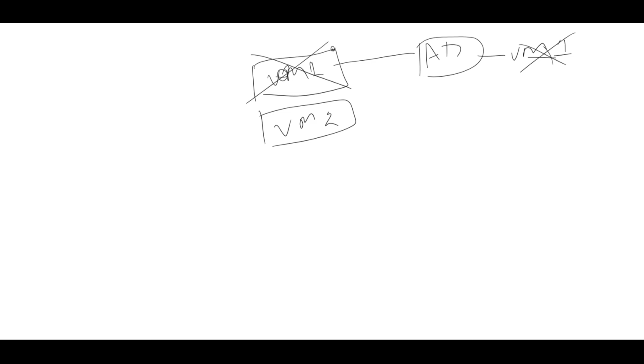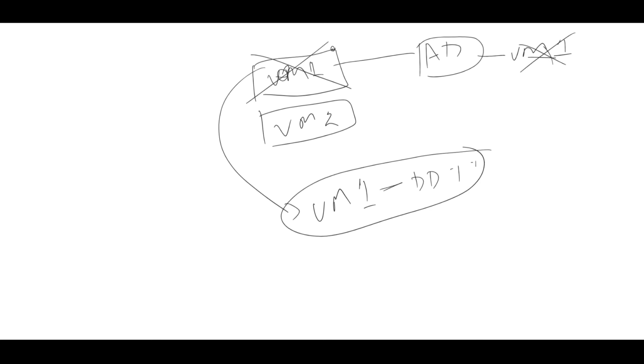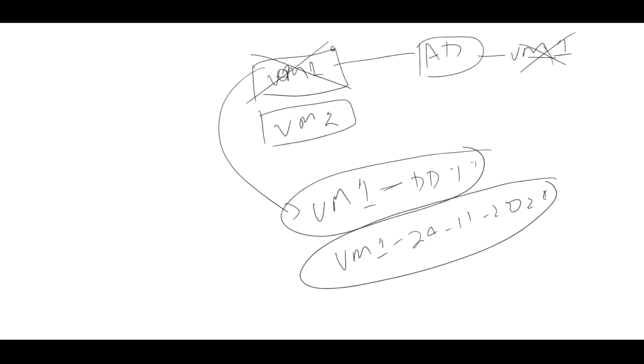When it is creating a new VM from the new image, it will keep the name VM1. On top of it, it will add a date and time format. So for example, let's say your VM1 will look like this, where today's date is 24/11/2024. This is the new name you will see on the Azure portal.